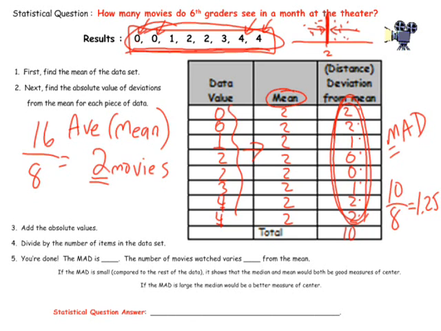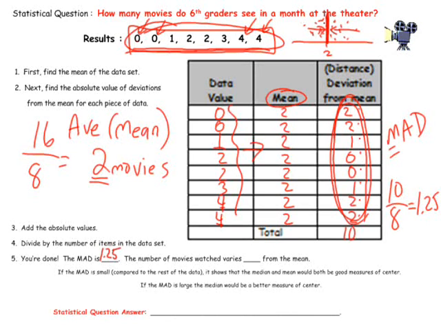That's very small. So the average from the mean, the other pieces of data, they're very close to the middle. So our mean absolute deviation is 1.25. Now here's how you use mean absolute deviation.